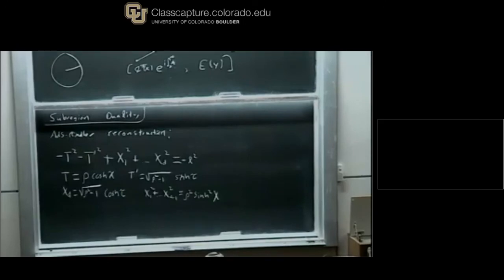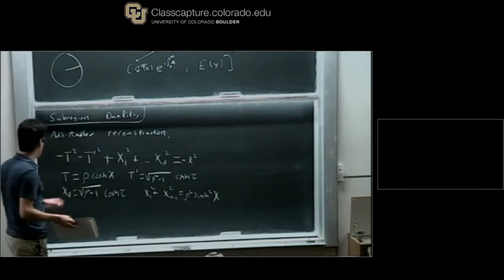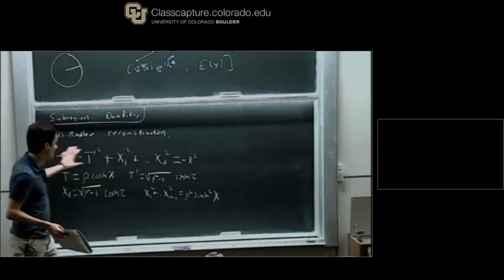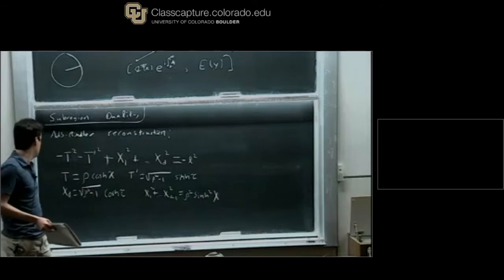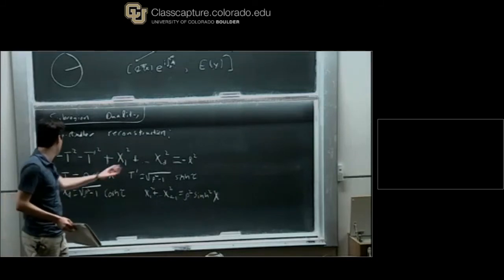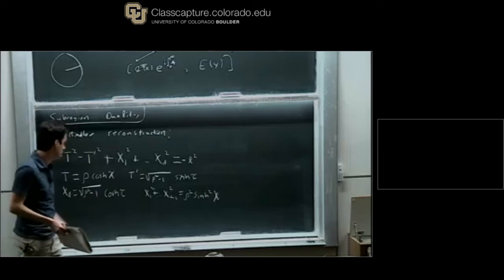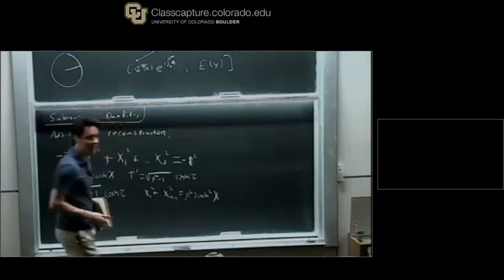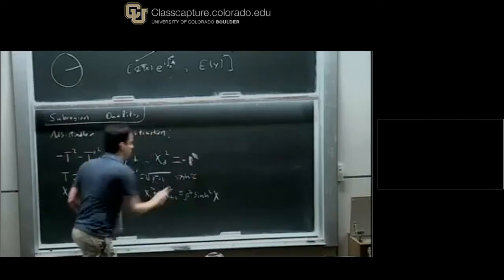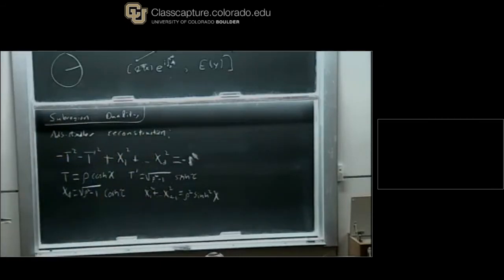Okay, so this might look a little bit arbitrary. You can check that if I substitute this in here, I've indeed parameterized this surface, right? So if I take t squared plus t prime squared minus these things, then everything conspires. And I guess I've set L to 1, so I don't need to square it. You can check that I get something which indeed adds up to minus 1.